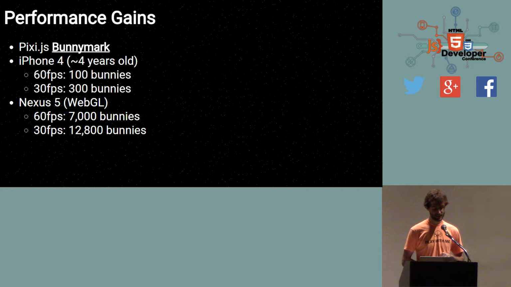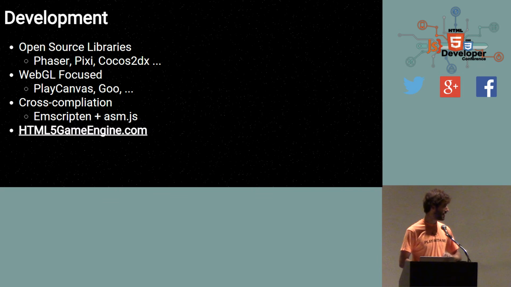And then on a Nexus 5, which has WebGL, and still this is a year-old phone that wasn't even the highest-end phone out there, it was able to get 7,000 bunnies before dipping below 60 frames per second, and 13,000 before it dipped below 30 frames per second. So that's obviously a huge boost in performance based on the JavaScript engines getting better and WebGL being added to it, and of course, better CPUs, more memory, all that good stuff. So it's definitely come a long way in the last 4 years and is continually improving.